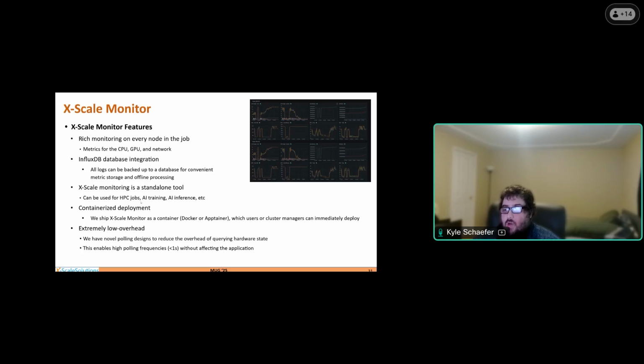And then finally, we have X-Scale Monitor. So X-Scale Monitor is a hardware resource monitoring tool. It runs on every node in the job, not just your root node or the node you launched from. And it records metrics for many different types of hardware: CPU, GPU, network, and much more. We currently integrate InfluxDB for the time series database. And if you have other types of databases that you prefer, that's also an option.